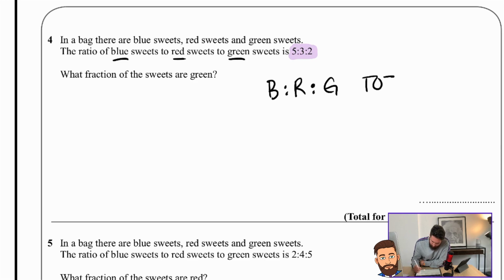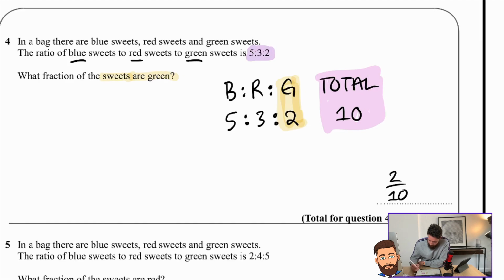So blue to red to green with a total, and you always want to put a total in, is 5 to 3 to 2. So I can just write 5 to 3 to 2 underneath. And my total there, same thing. You just need to add up 3 parts now. So we've got 5, 3 and 2 makes a total of 10. Then we can read the question. What fraction of the sweets are green? So the fraction of the sweets that are green, well, there are 2 green parts out of all of the sweets, which is 10. 2 out of 10, you could simplify that to 1/5.